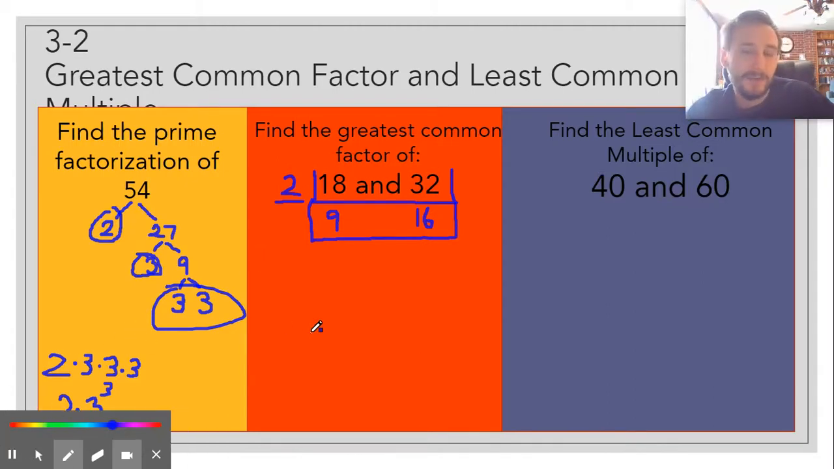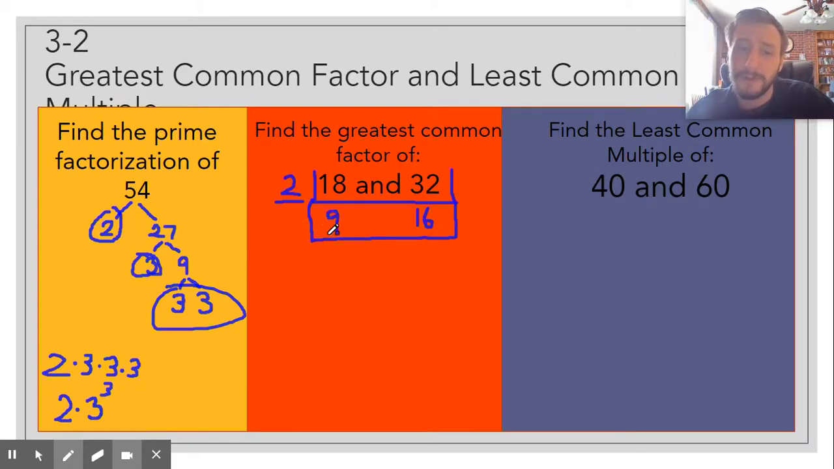Is there any number that we know that goes into both 9 and 16? Well, for 9, we know 3 goes into it, right? Because 3, 6, 9. So 3 goes into 9, but does 3 go into 16? 3, 6, 9, 12, 15, 18. No, so 3 is not a factor of 16. 2 is a factor of 16, but 2 is not a factor of 9. So that means that the only number that goes into both would be 1. So we're done. We can't get any smaller than a 9 and a 16.